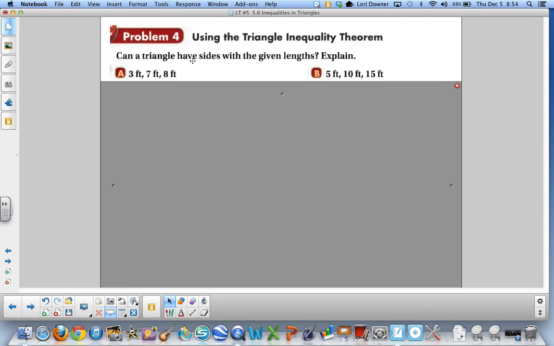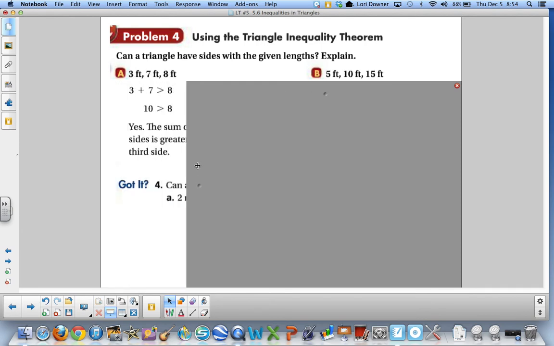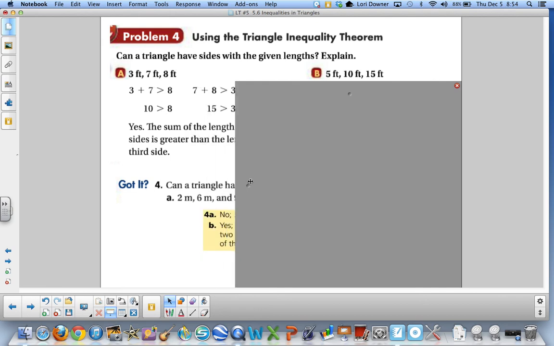All right, can a triangle have sides with the given lengths? Explain. Let's look at 3, 7, and 8. If I take the three different variations, 3 plus 7, and see if that's greater than 8. We see that 3 plus 7 is 10. 10 is greater than 8. That's a true statement, so that works. Let's look at the second variation.